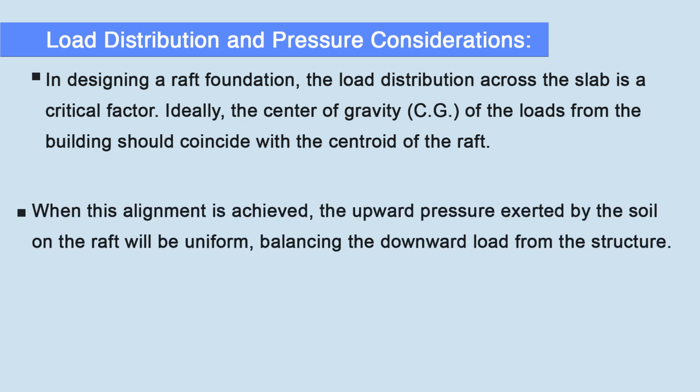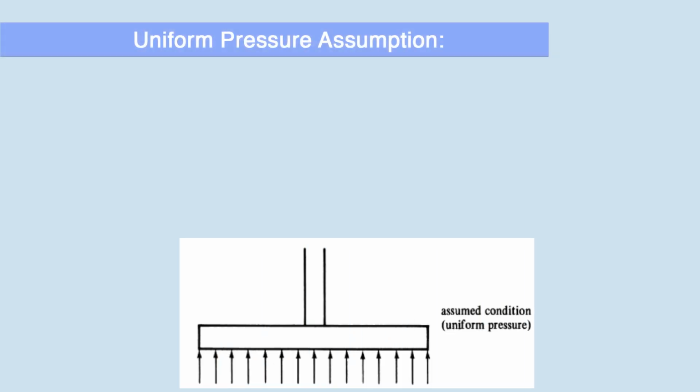When this alignment is achieved, the upward pressure exerted by the soil on the raft will be uniform, balancing the downward load from the structure. Then the next is uniform pressure assumption.